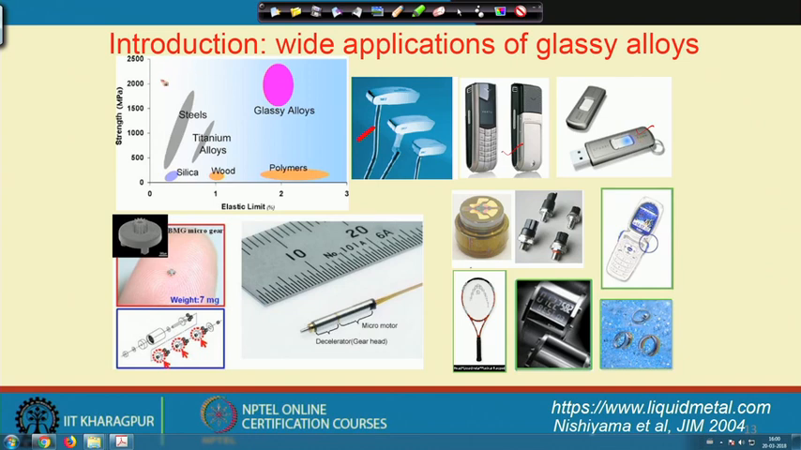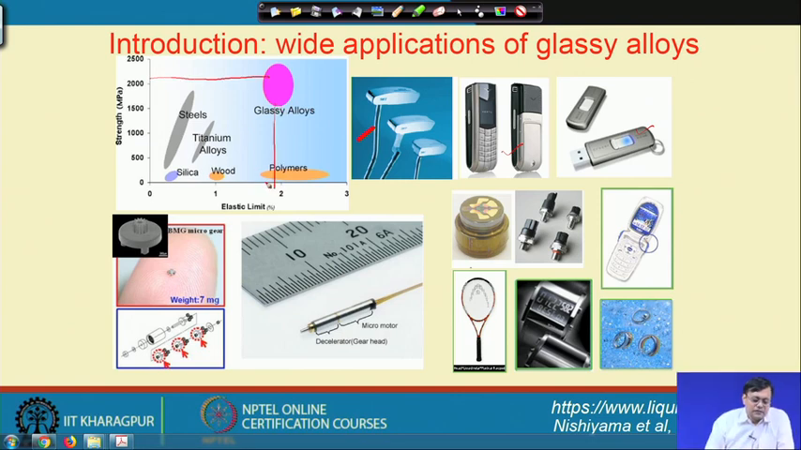Another important plot is shown here. One can see here that the glassy alloys have a very high strength, and at the same time a very high elastic strain limit, almost like 2%, which is far superior to the conventional steel or titanium alloys or polymers or silicate glasses. So, with this high elastic strain limit, one can exploit this material for sensors. This is a simple pressure sensor, where a diaphragm is used, and it is often used for different purposes, also in the tennis racket and so on.